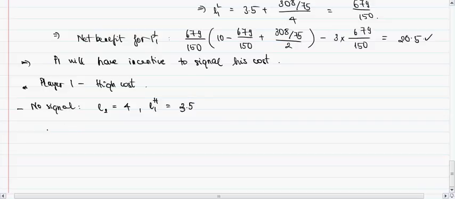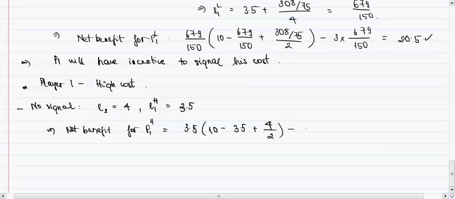So the net benefit for player 1 under the case of high cost is going to be equal to 3.5 times the average benefit, which is 10 minus 3.5 plus 4 on 2, and minus the total cost of the high cost person, which is 5 times L1, which is 3.5. And if we use a calculator, we'll get that equal to 12.25.